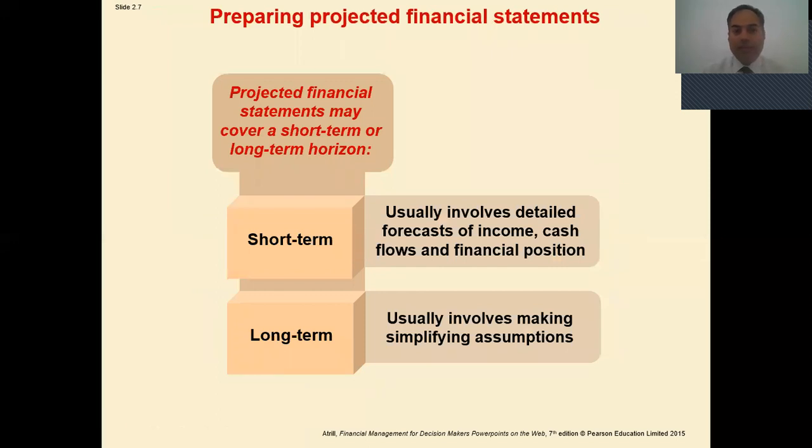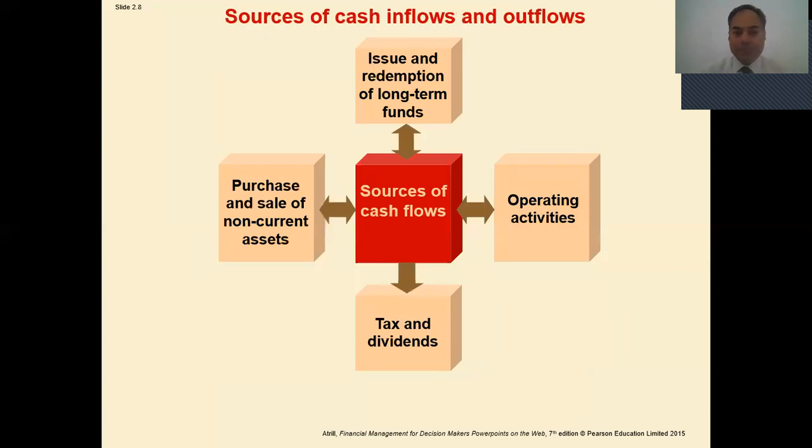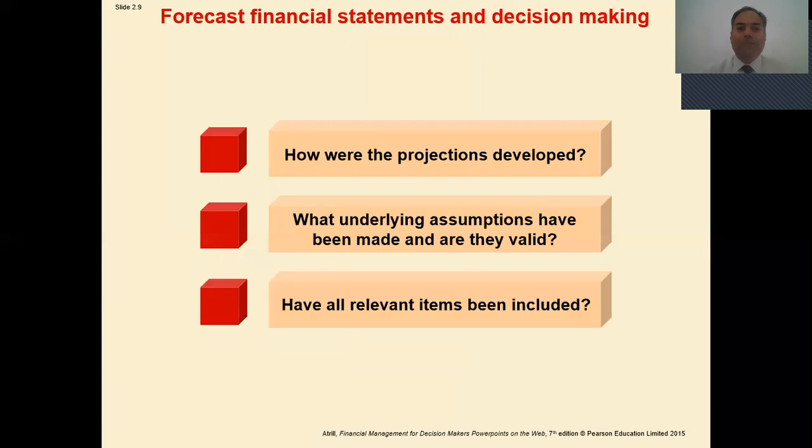Projected financial statements may cover short-term or long-term horizons. So short-term usually involves detailed forecasts of income, cash flows, and financial position. And long-term usually involves making and simplifying assumptions. So we've got to be able to distinguish what we're doing here, short-term or longer term. Sources of cash flows: issue and redemption of long-term funds, operating activities, tax and dividends, and purchase and sale of non-current assets. Okay, so that will be like our projects, our fixed assets. So this is kind of like sources of our cash flows.